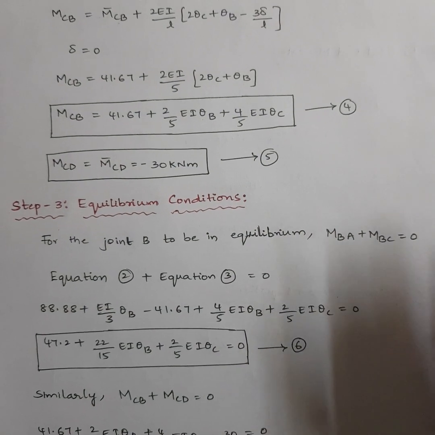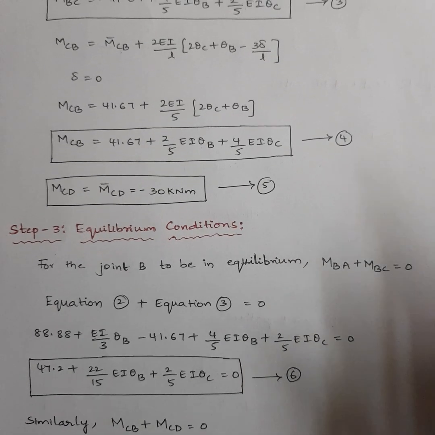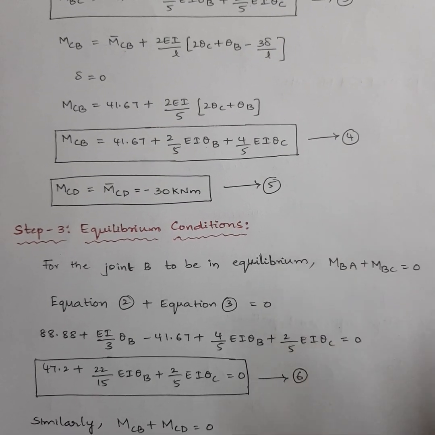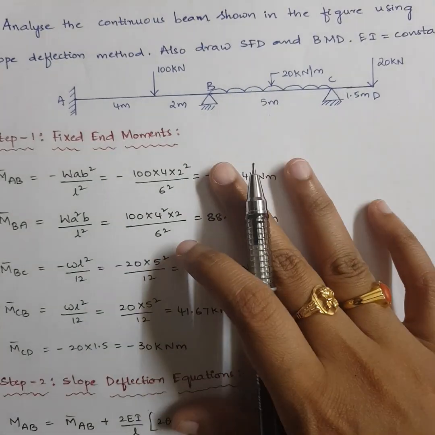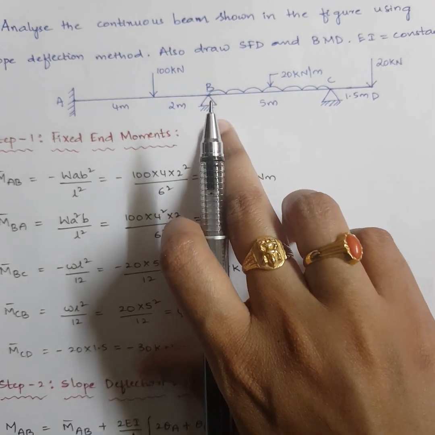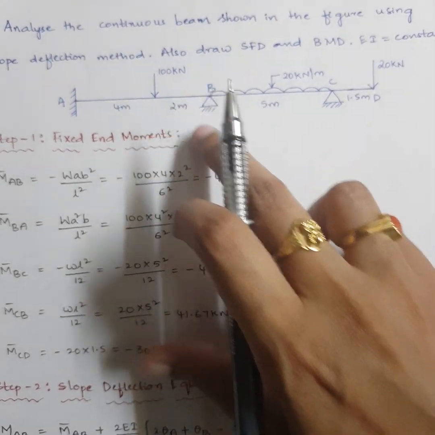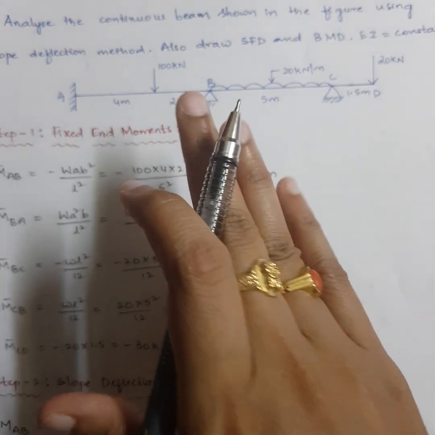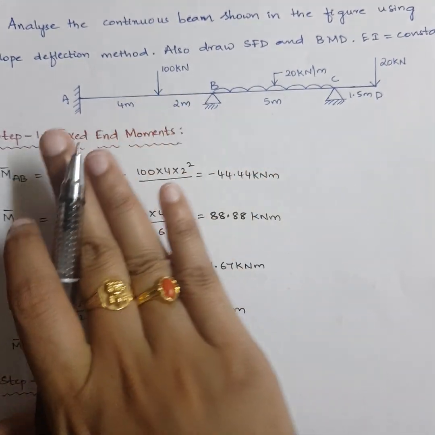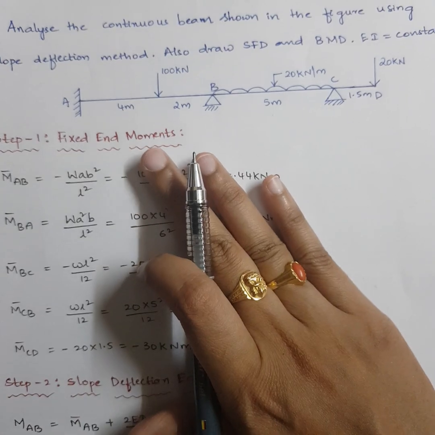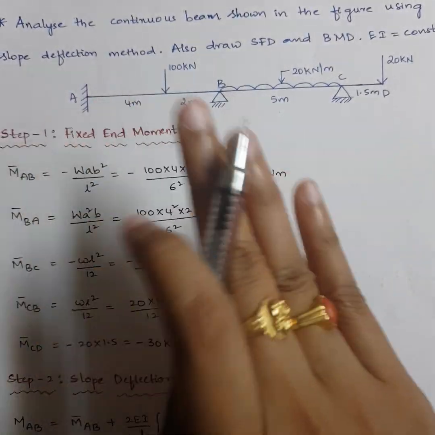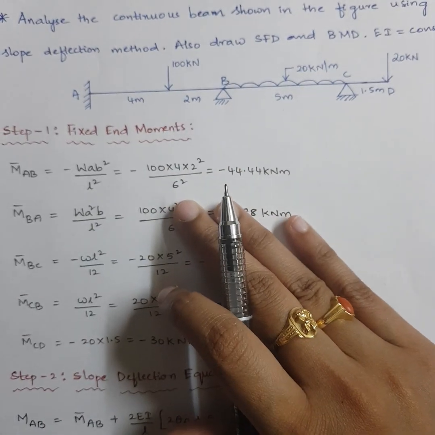Next comes our step 3, which is the main important step here in slope deflection method, which is equilibrium condition. Now see here how to apply the equilibrium conditions. In this overhanging beam, B is the intermediate support. Now if this support should be in equilibrium, means the moment which is going towards left from B plus the moment which is going towards right side from B should be equal to 0. Means MBA plus MBC must be equal to 0.